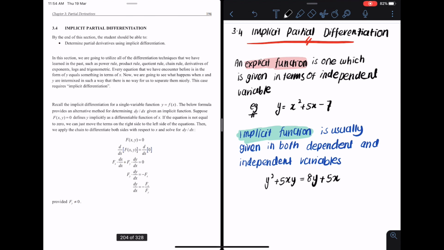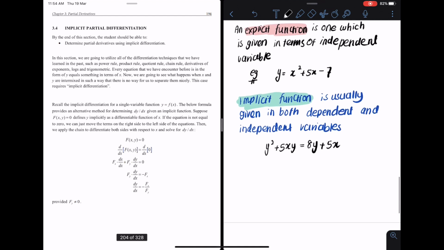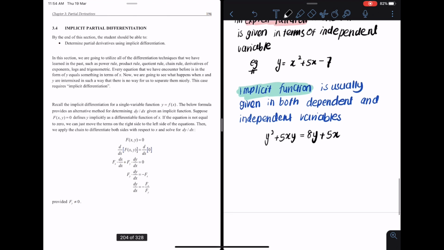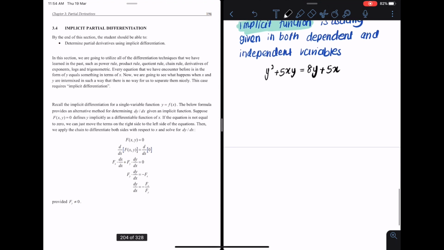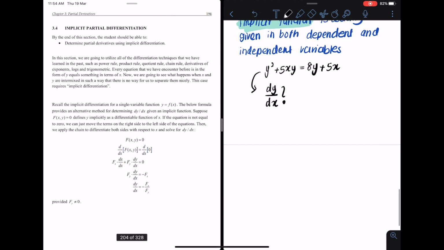Meanwhile, on the other hand, implicit function is usually given in both dependent and independent variables. If you look carefully to the example given, so basically you cannot separate the dependent variable and independent variables. So normally, if the question asks you to determine the derivative of the following implicit function, let's try to solve this example together. When you have this type of equation, if the author asks you to determine what is dy dx, so basically what should I do?